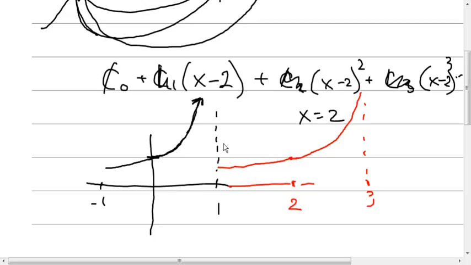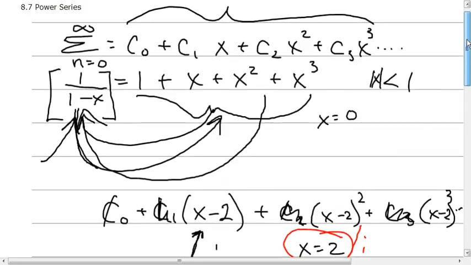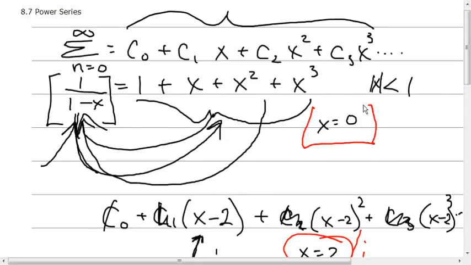And you can look at that and convince yourself, but all we've done is just shifted the curve one way or the other. So when we talk about centered at x is equal to 2, we're talking about shifting the curve back and forth. And there are various ramifications of that, but that's kind of what we're talking about when we're talking about things centered or not centered at 0.